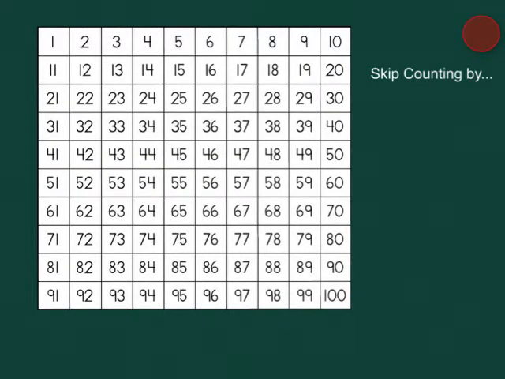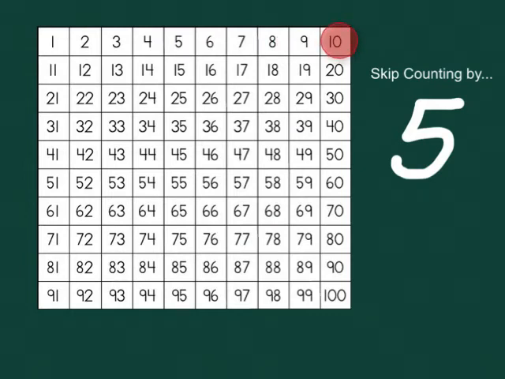Alright, new job. Same 100 chart. This time, we're going to skip count in fives. So skip counting in fives is very much the same as skip counting in twos, except instead of counting every second one, we're going to count every fifth number. So let's have a look what that looks like. Starting over here at 0, I'm going to skip these ones. 1, 2, 3, 4, 5. I'm going to land on the fifth one. Then I'm going to skip 1, 2, 3, 4 and land on the next fifth one.